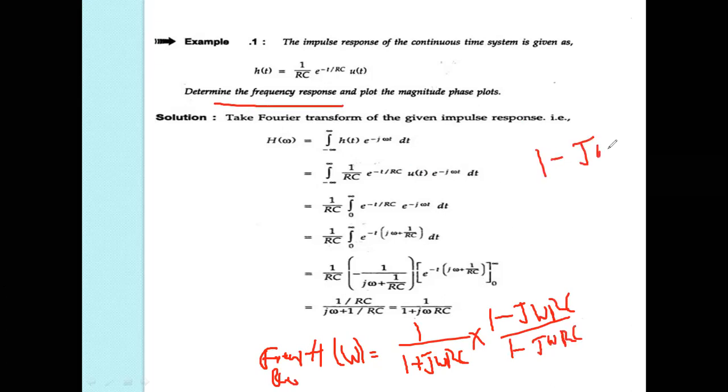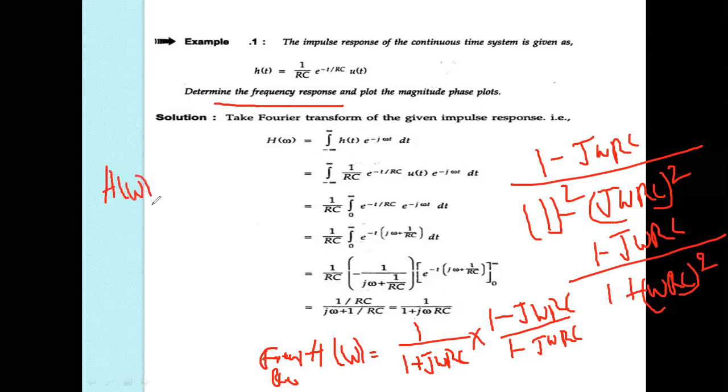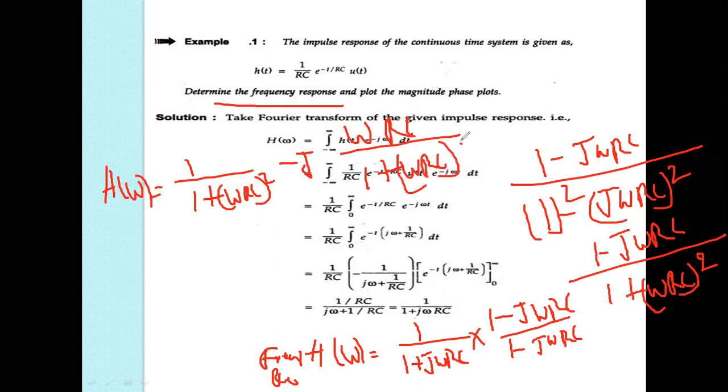Numerator is 1 minus j omega RC, whole divided by 1 plus a plus b into a minus 1 minus j omega RC whole square, a square minus b square. What is j square? It is nothing but minus 1. Here already minus is there. So we get 1 minus j omega RC by 1 plus omega RC whole square. Now what is the real term here for the frequency response? H of omega is equal to 1 by 1 plus omega RC whole square minus j into omega RC by 1 plus omega RC whole square.